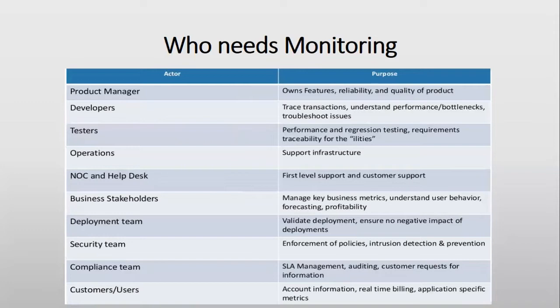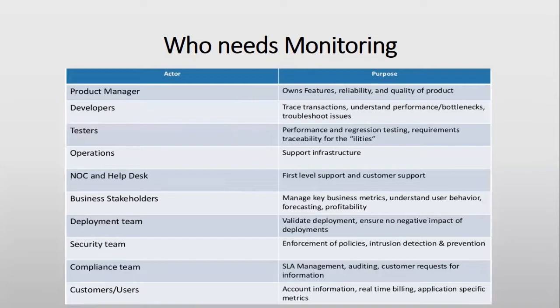in their project. If we look at the perspective of the product manager, they are more concerned about the quality of the product. They need to monitor the quality of the product being developed. The developers are more concerned about troubleshooting the issues as and when they develop their software. Testers require performance and regression testing as per their requirement. Similarly, the operation teams are concerned with the support activities and the infrastructure.